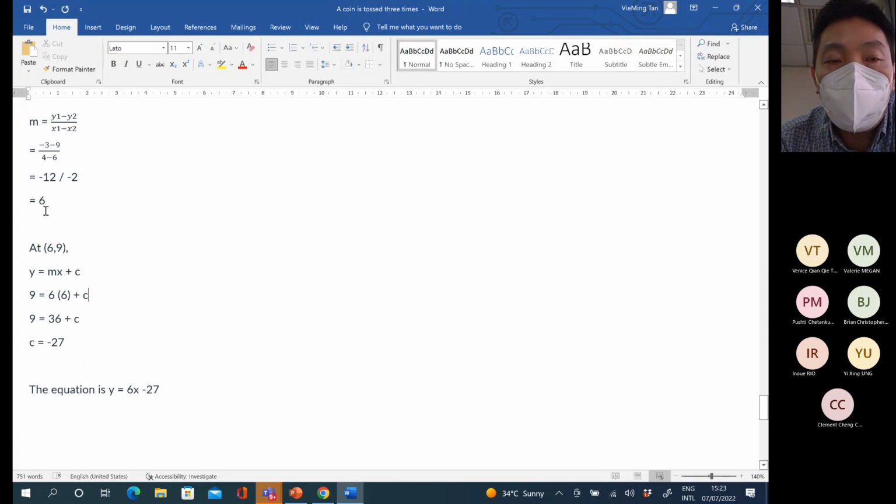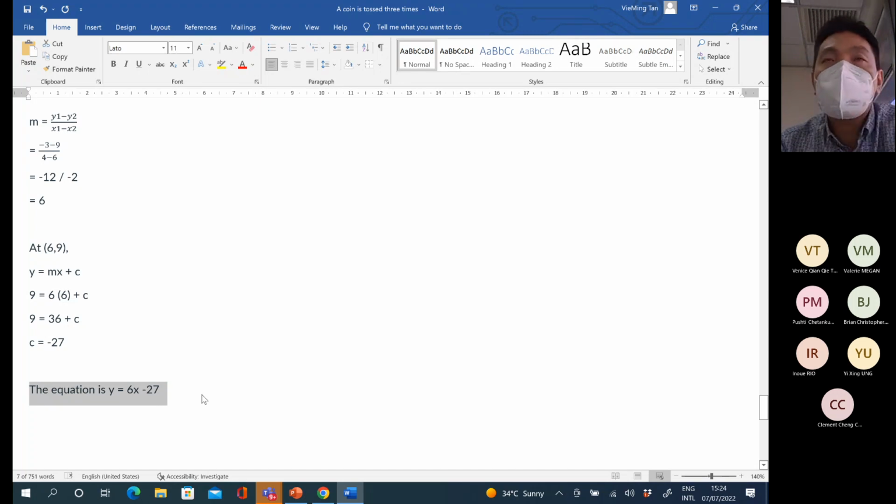So once we know the m and also the c value, we can make the conclusion now by substituting the m and also the c value into the standard format of the linear equation. Okay, so this is the final answer.